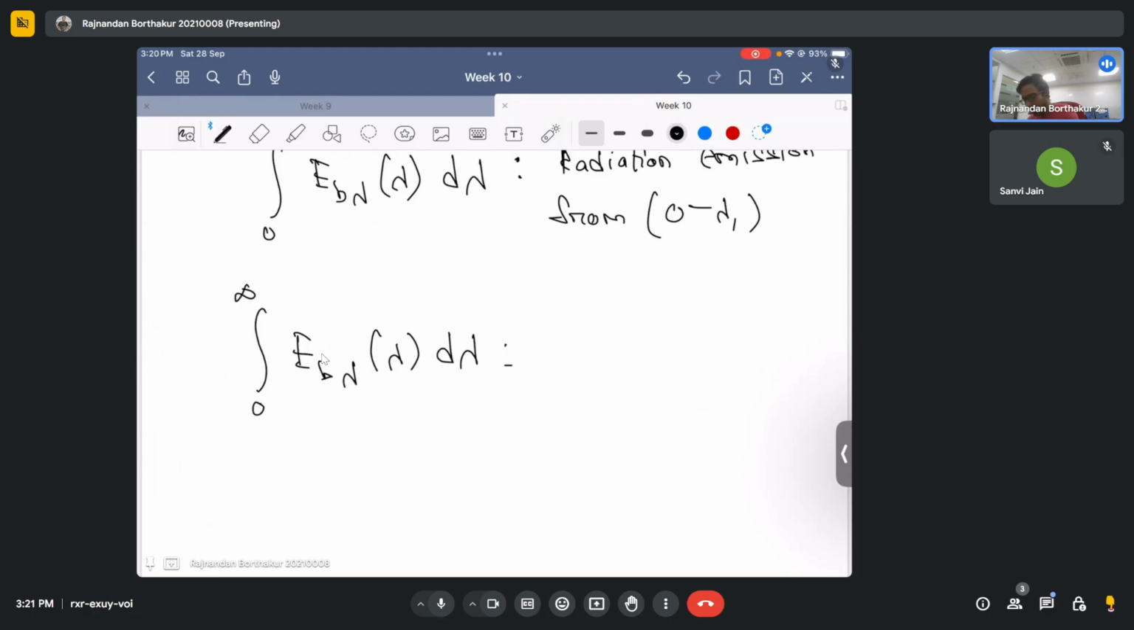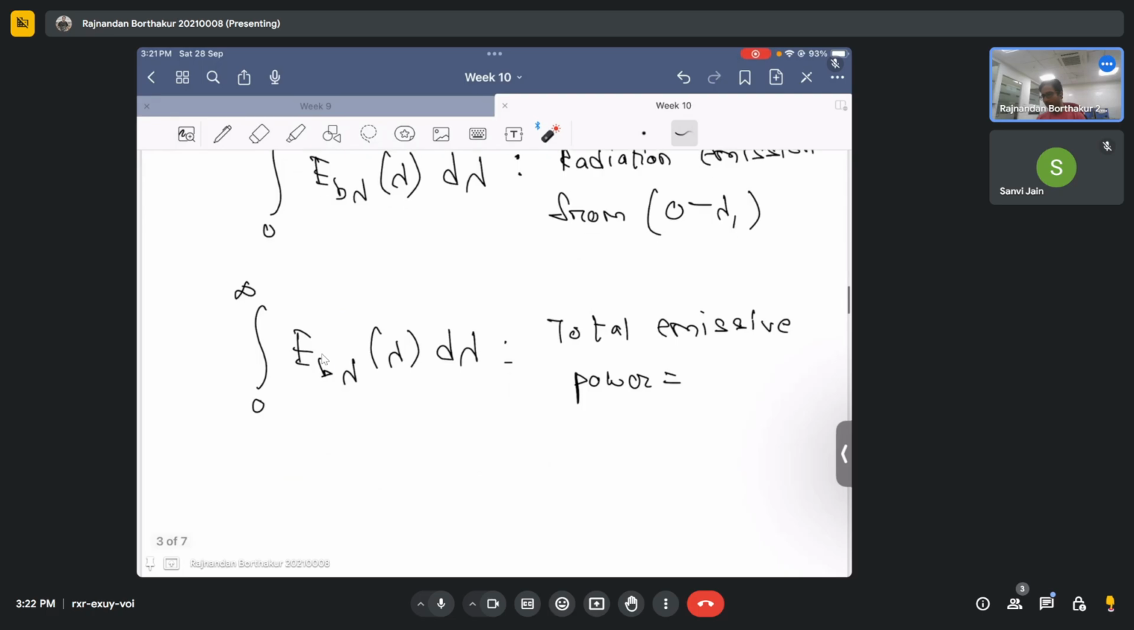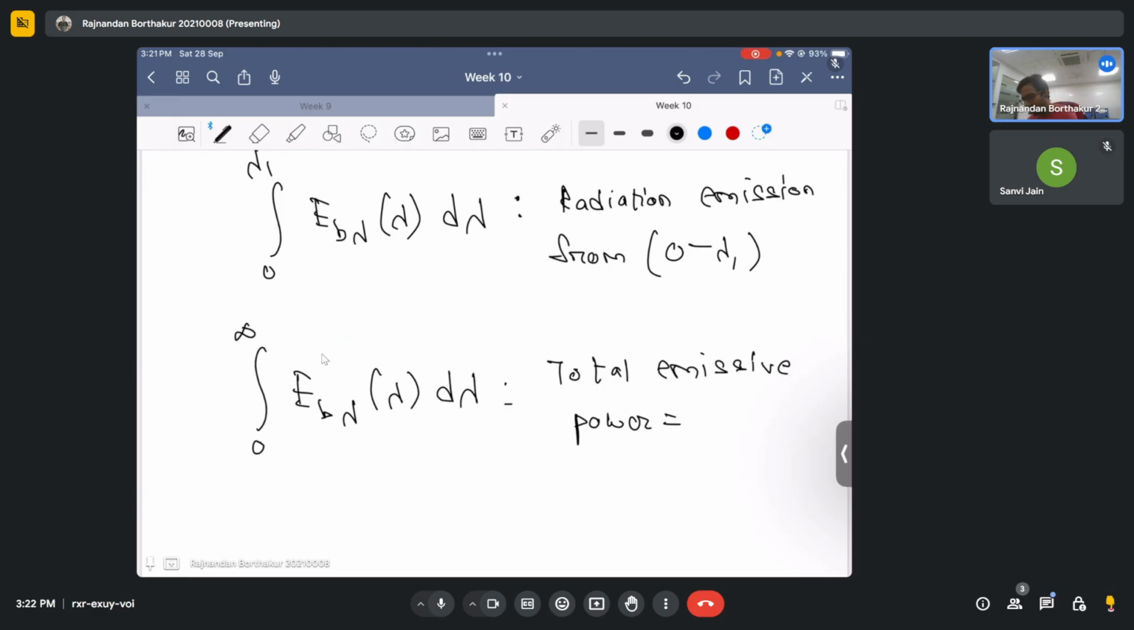You can appreciate that this is nothing but the total emissive power. Can you tell me what this total emissive power simplifies to in the case of a black body? What does the integral from 0 to infinity of E_b lambda d lambda lead to? We have seen this in the last class. For a black body, I choose a differential strip and integrate it throughout the entire range of wavelength from 0 to infinity. What does this lead to?